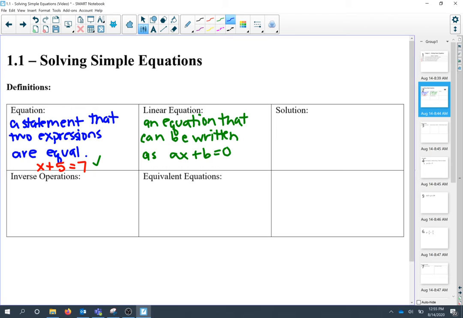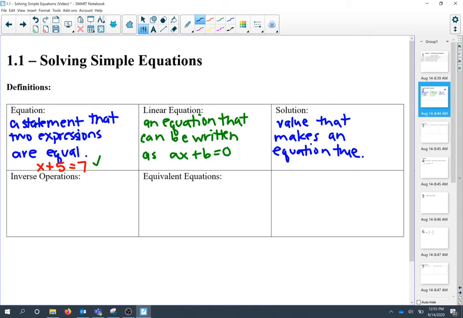Moving on, a solution is a value that makes an equation true. So for example, if we go back here to x plus 5 equals 7, you'd say, okay, well, what plus 5 equals 7? That's 2. 2 plus 5 is 7. So your solution would be x equals 2.